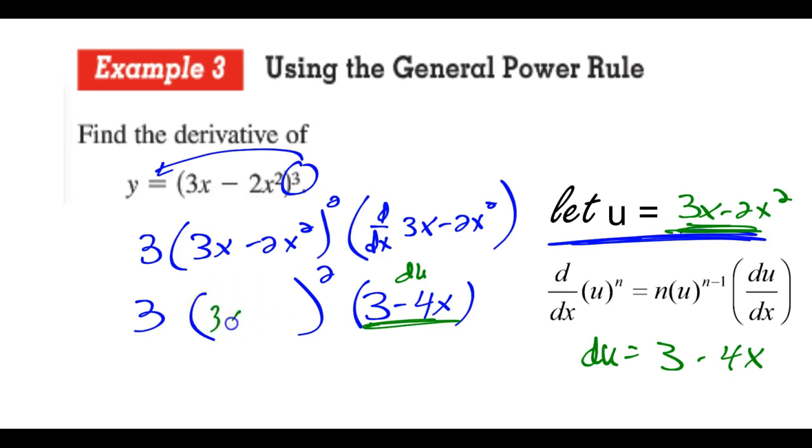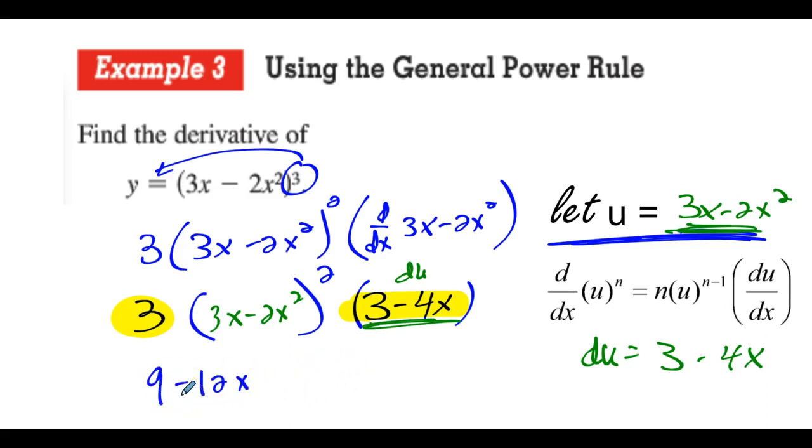So I'd probably just leave this 3x minus 2x squared, but we can multiply this 3 times this guy just to clean it up a little bit. We don't need to multiply out because I like it in factored form, but don't leave 5 times 4. Probably write this as 9 minus 12x.